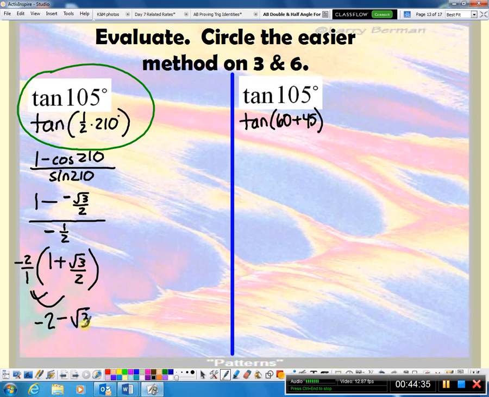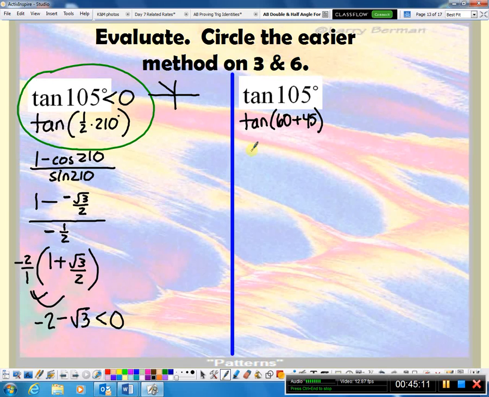FYI, options: negative 2 minus the square root of 3, negative 2 plus the square root of 3, 2 minus the square root of 3, 2 plus the square root of 3. So it's the same options that you had yesterday. Again, a play on signs. Now, one thing you might want to remember is tangent 105. 105 is in the sine quadrant. So I know tangent 105 is going to be negative, and sure enough, the answer I got is negative. That's a quick way to just make sure that at least your sign seems to be right.